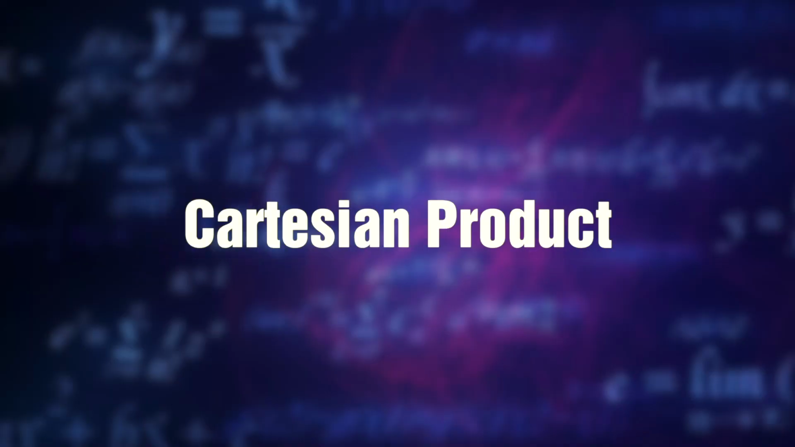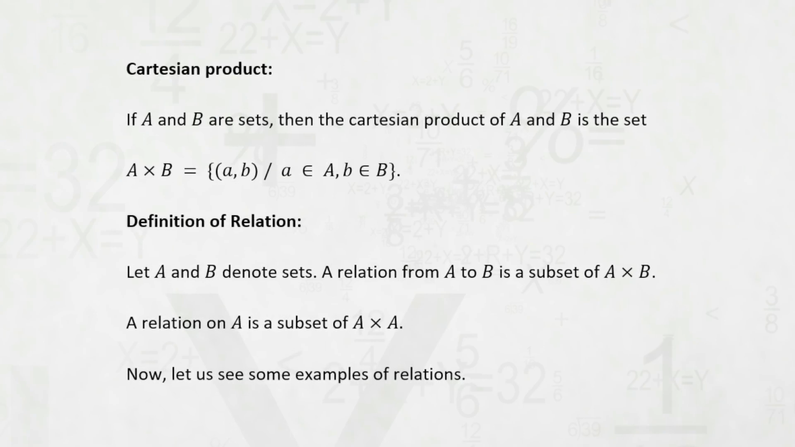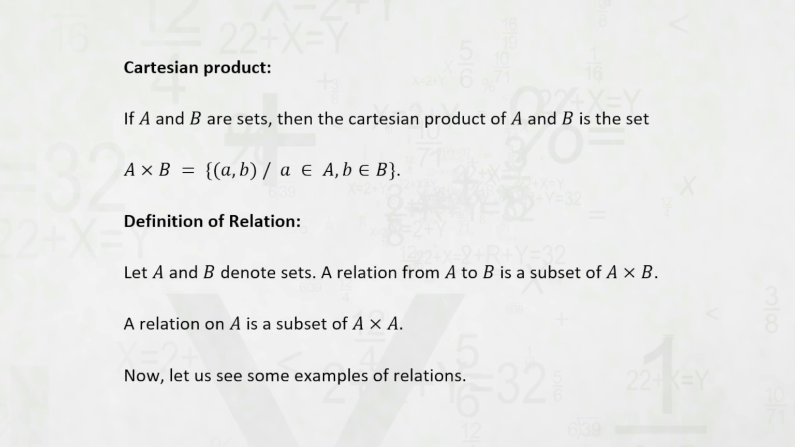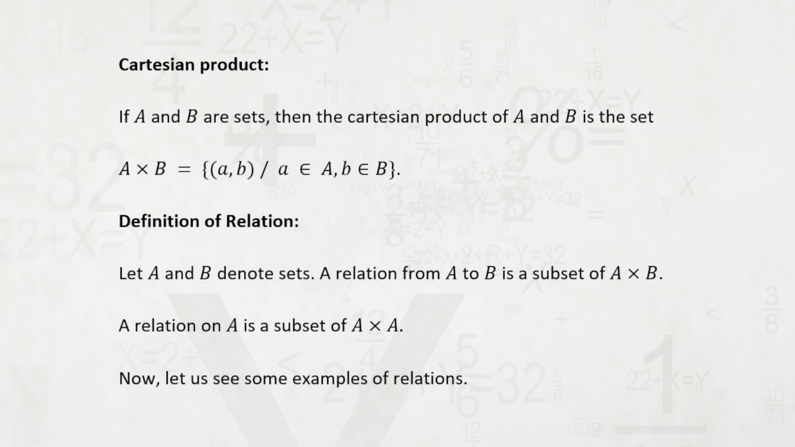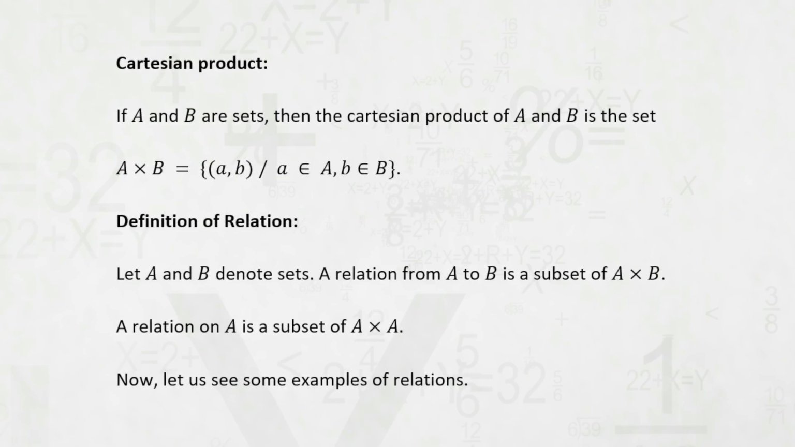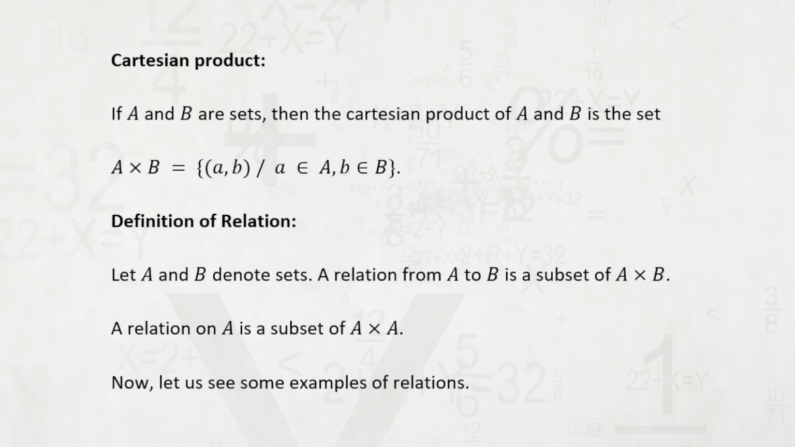Before moving on to the definition of a relation, we shall first see what we mean by the Cartesian product of sets. A Cartesian product. If A and B are sets, then the Cartesian product of A and B is a set A cross B, equal to the set of all ordered pairs (a, b) such that a belongs to A and b belongs to the set B.